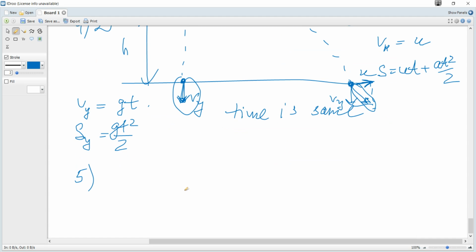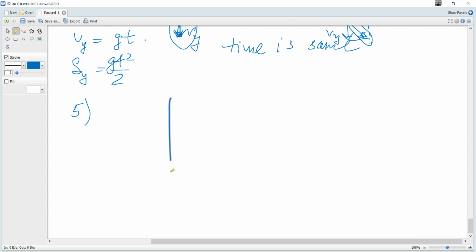5. A variable force with maximum F max is applied to an object over time interval capital T. The object has a mass m and is initially at rest. What is the speed of the object at time capital T?